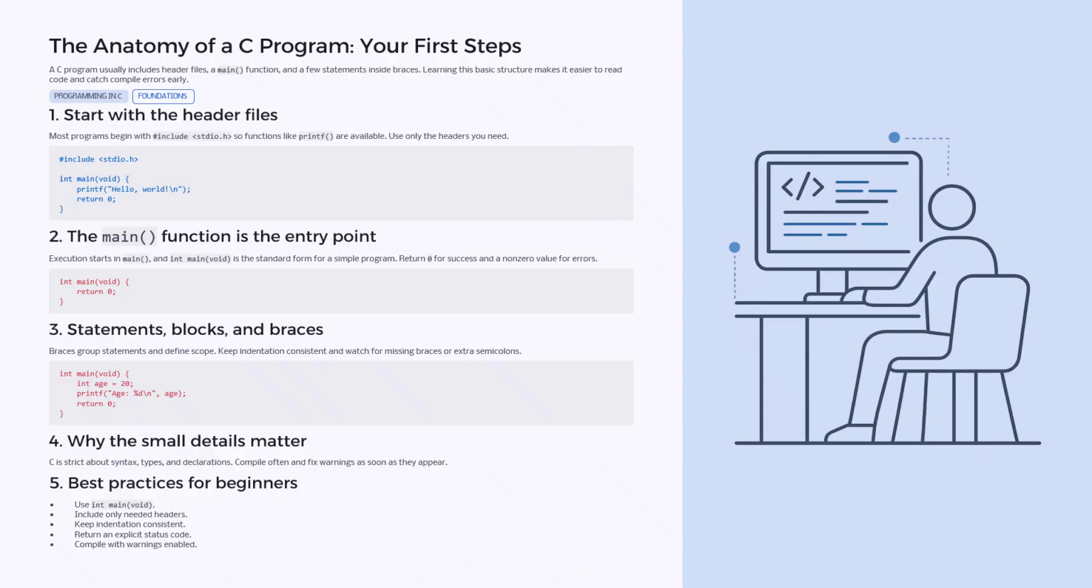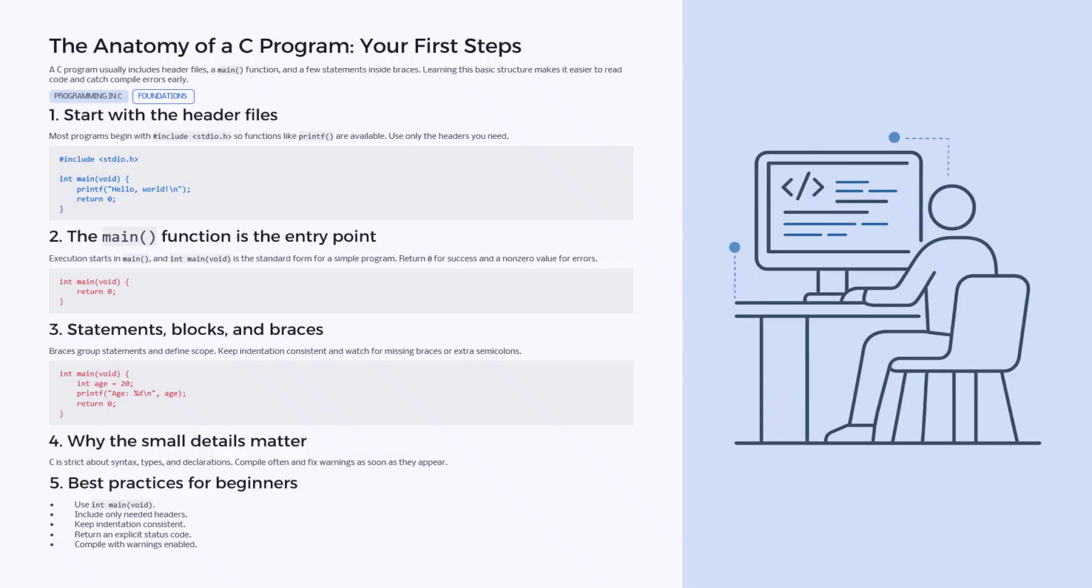The next is the main function, which is the entry point. Execution starts in main, and int main is the standard form for a single program. Return 0 for success and a non-zero value for errors. So to indicate the starting of the execution, we use the main function. In the main function, either we can give int main or we can give void main, and it should always return a value. If it returns 0, then it is a success, and if it does not return anything, then it's an error.